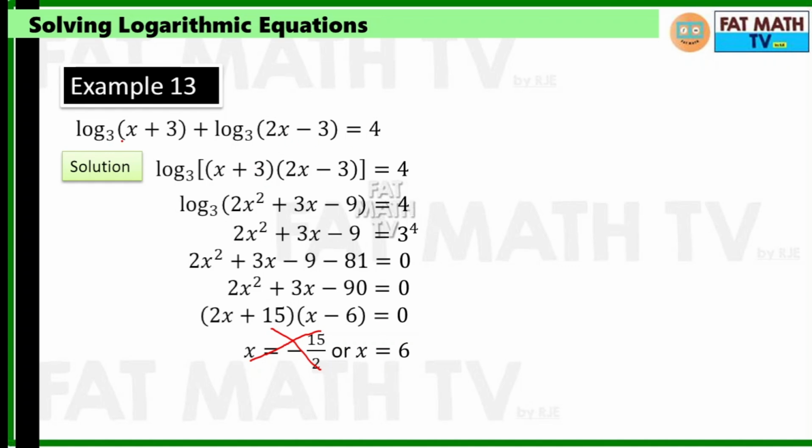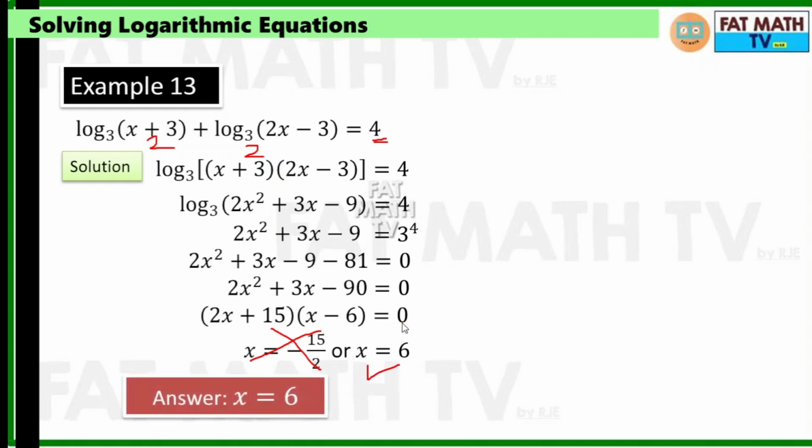And for 6 plus 3 is 9, logarithm of 9 to the base 3 is 2. 2 times 6 is 12 minus 3, that's also 9. Logarithm of 9 to the base 3 is 2. So 2 plus 2 is indeed 4. So this x equals 6 is the only answer here. So x equals 6.